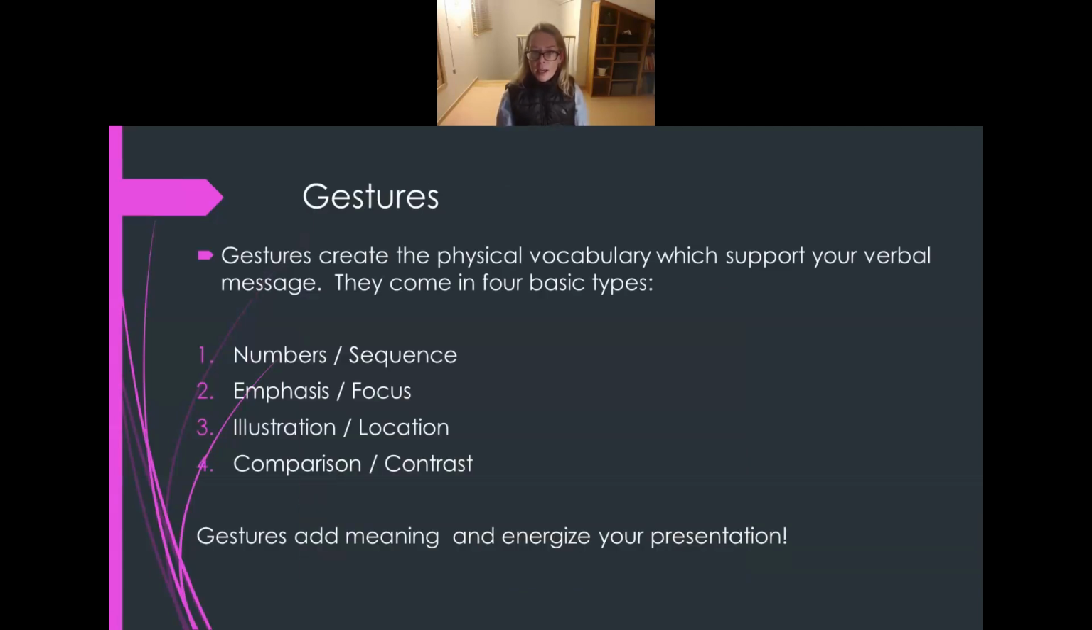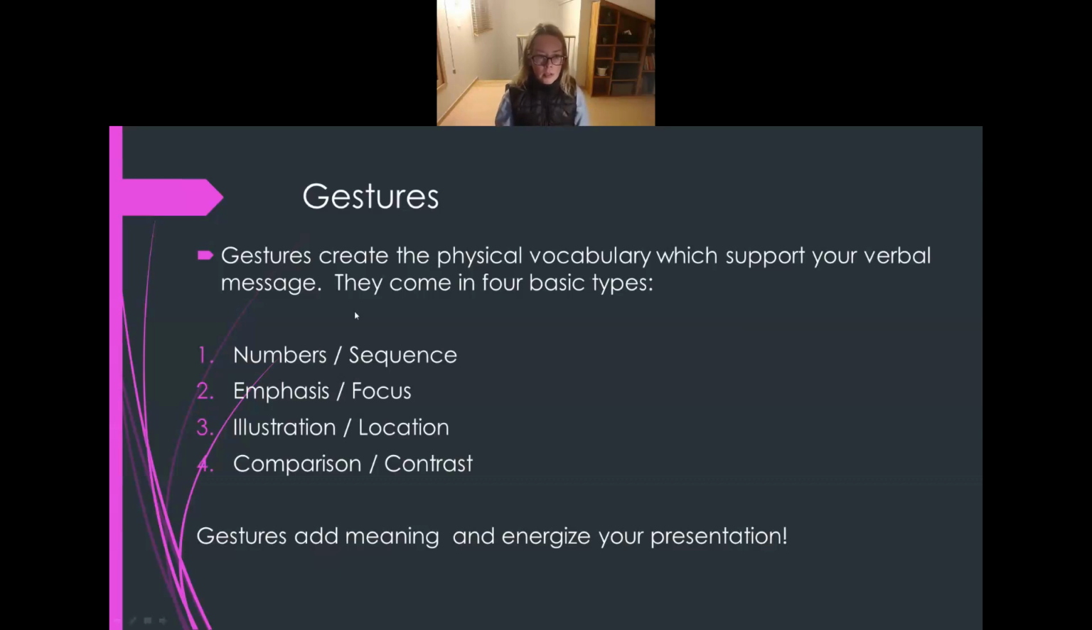Okay, again, I don't know if I have time for all of this right now. I think WebEx is going to cut me off at some point, but I'll just keep going until I get cut off. Okay, so gestures create the physical vocabulary which supports your verbal message. They come in 4 basic types. First are numbers or sequence. If you want to show something in sequence like first, second, third, fourth, there are different gestures you can do.